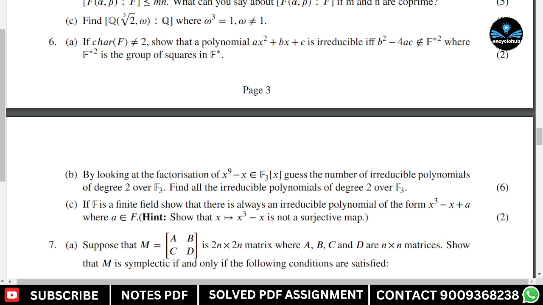If F is a finite field, show that there is always an irreducible polynomial of the form x³ − x + a, where a is an element of F. Show that x³ − x is not a surjective map.